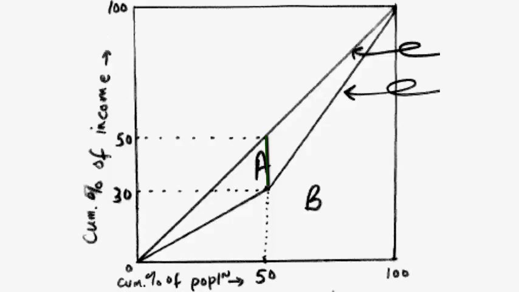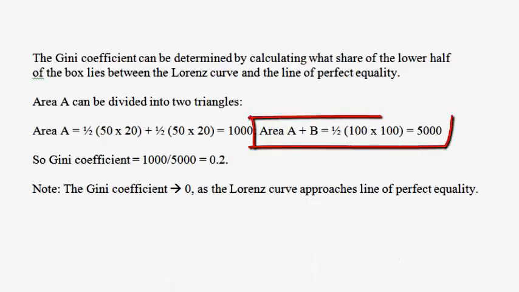Suffice it to say that area A plus B is going to be half of my square. So the axes go to 100, 100% of the population, 100% of the income. Area A plus B is 1/2 of this overall square or rectangle, depending on how you sketch it. The area there would be 5,000, so my denominator is always going to be 5,000.